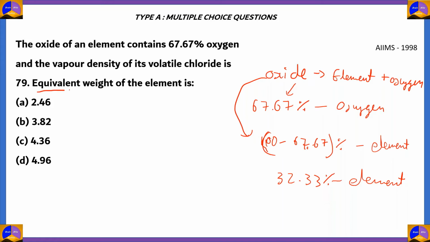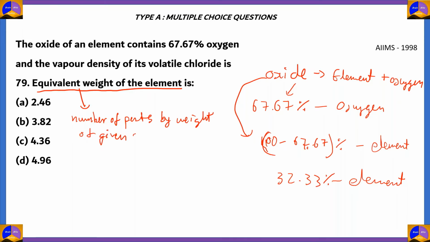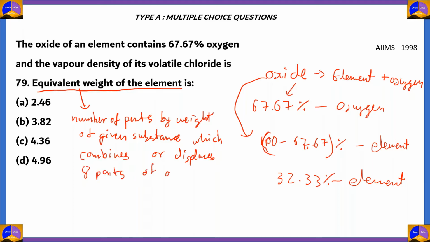Now we have to find the equivalent weight of the element. So the equivalent weight in terms of the oxide is defined as the number of parts by weight of the given substance which combines or displaces 8 parts of oxygen to form an oxide. And the 8 parts mentioned here is with respect to weight.